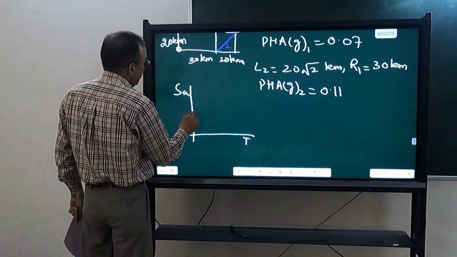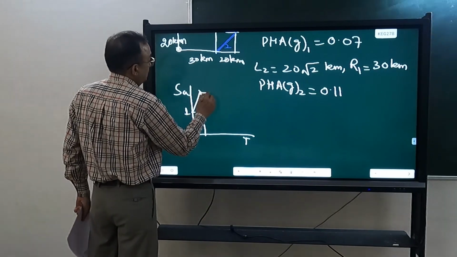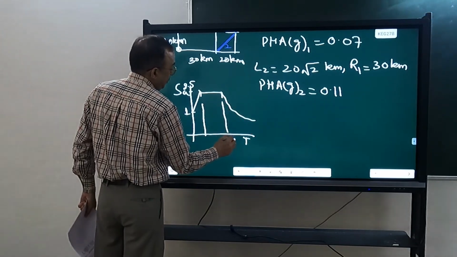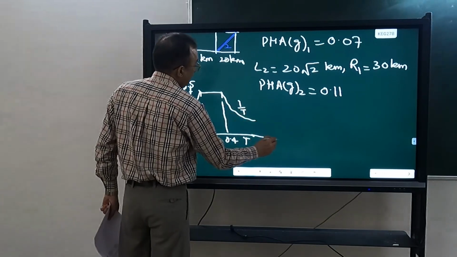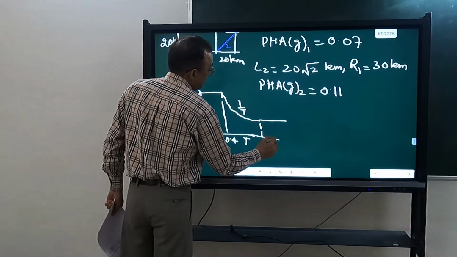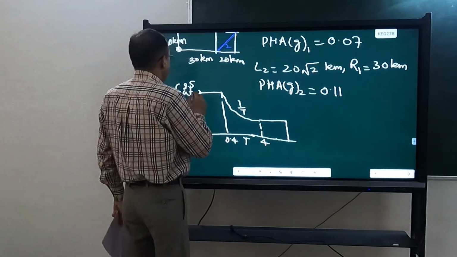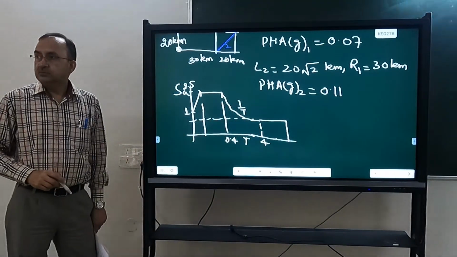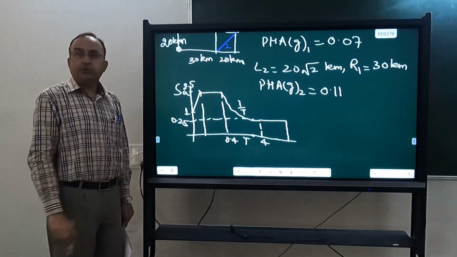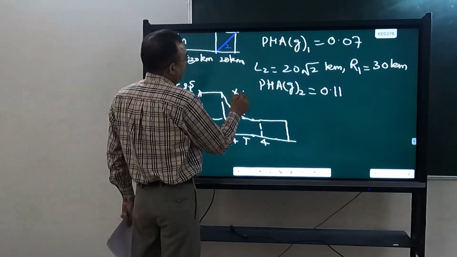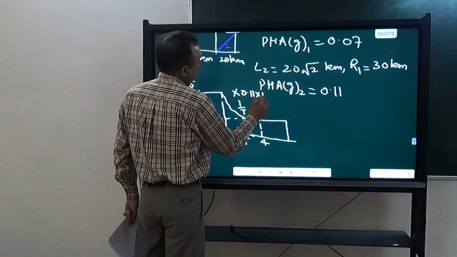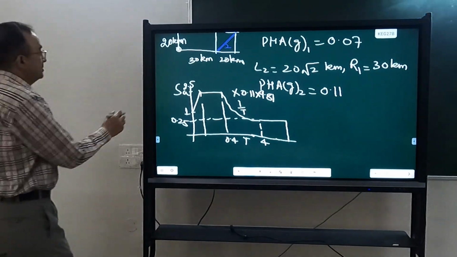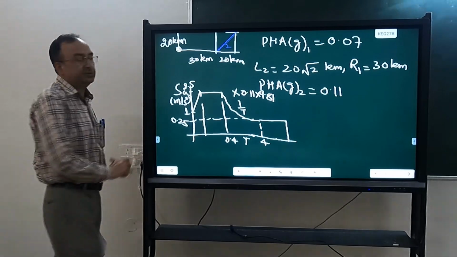So the shape of IS 1893 is this: this is 1, this is 2.5, this is 0.4, this is 1 upon T up to 4 seconds, and then it is constant up to 6 seconds. Okay, so at 4 seconds, from 1 upon T, how much will this value be? 0.25. This multiplied by 0.11 g. That is SA in meter per second squared.